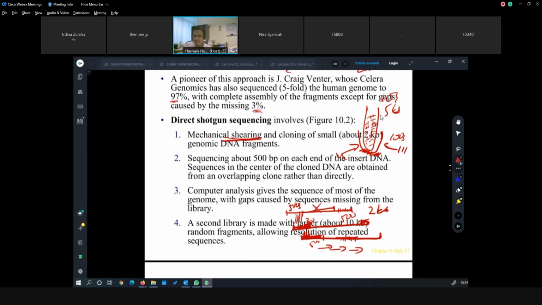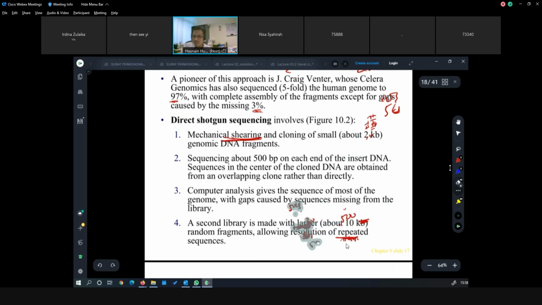So these are done meticulously using a computer algorithm, so computer programming basically. It will do the overlapping and determine the subsequent sequence of the DNA. So the subsequent sequence in the center of the cloned DNA is obtained from overlapping clones rather than directly. You remember just now, it will be determined after the overlapping is obtained.